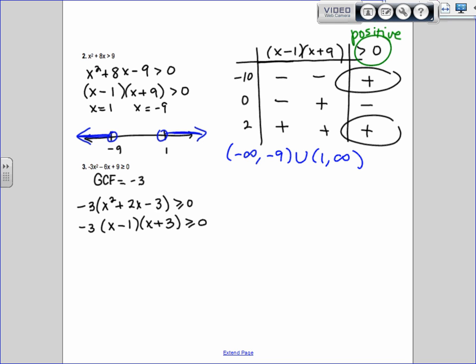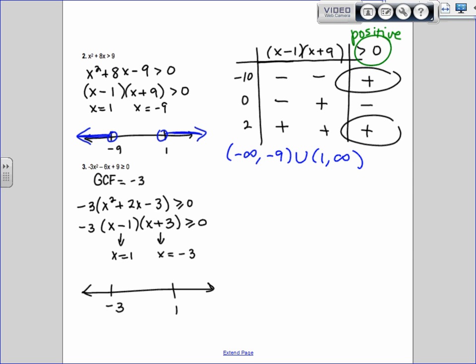So I'm not gaining a critical value from that -3 part, right? -3 is never equal to 0. So I don't get a critical value from that. I just get it from here and here. So I get x equals 1 and I get x equals -3. Those are the critical values. So I do my number line. I put -3 on the number line. I put 1 on the number line.